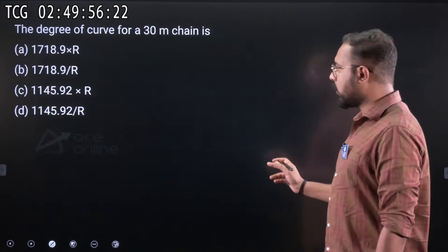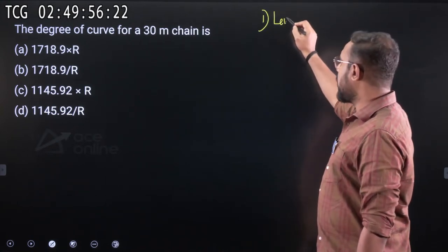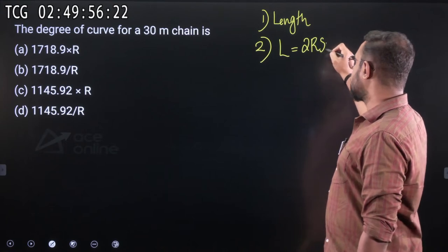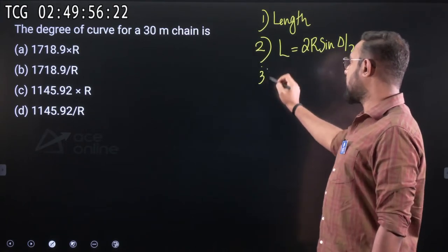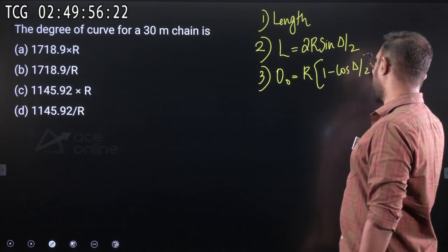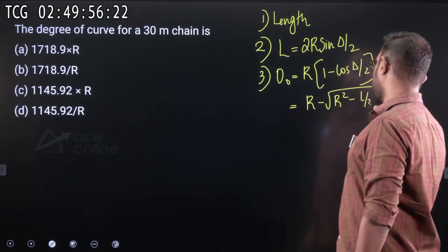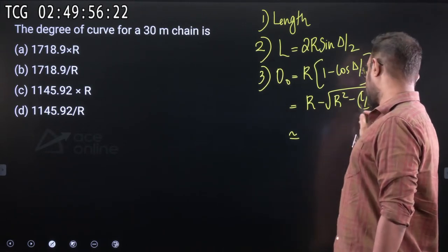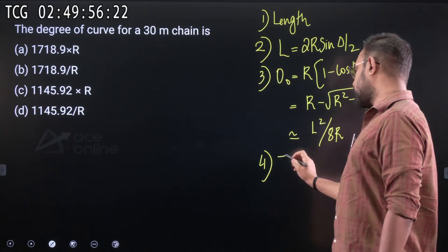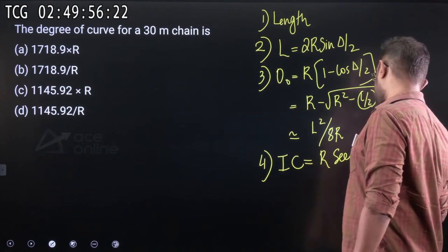Right, so when we are talking about these circular curves, please remember the most important discussion is about the elements. First element is the length. Length formula we just discussed. Second element is long chord L, given as 2R sine delta by 2. Then third, midordinate, is R into 1 minus cos delta by 2. I can also write it like this: R minus under root of R square minus (L by 2) the whole square. If you approximate, it becomes L square divided by 8R. Then the fourth element is apex distance IC. Apex distance IC is R into (secant delta by 2 minus 1).